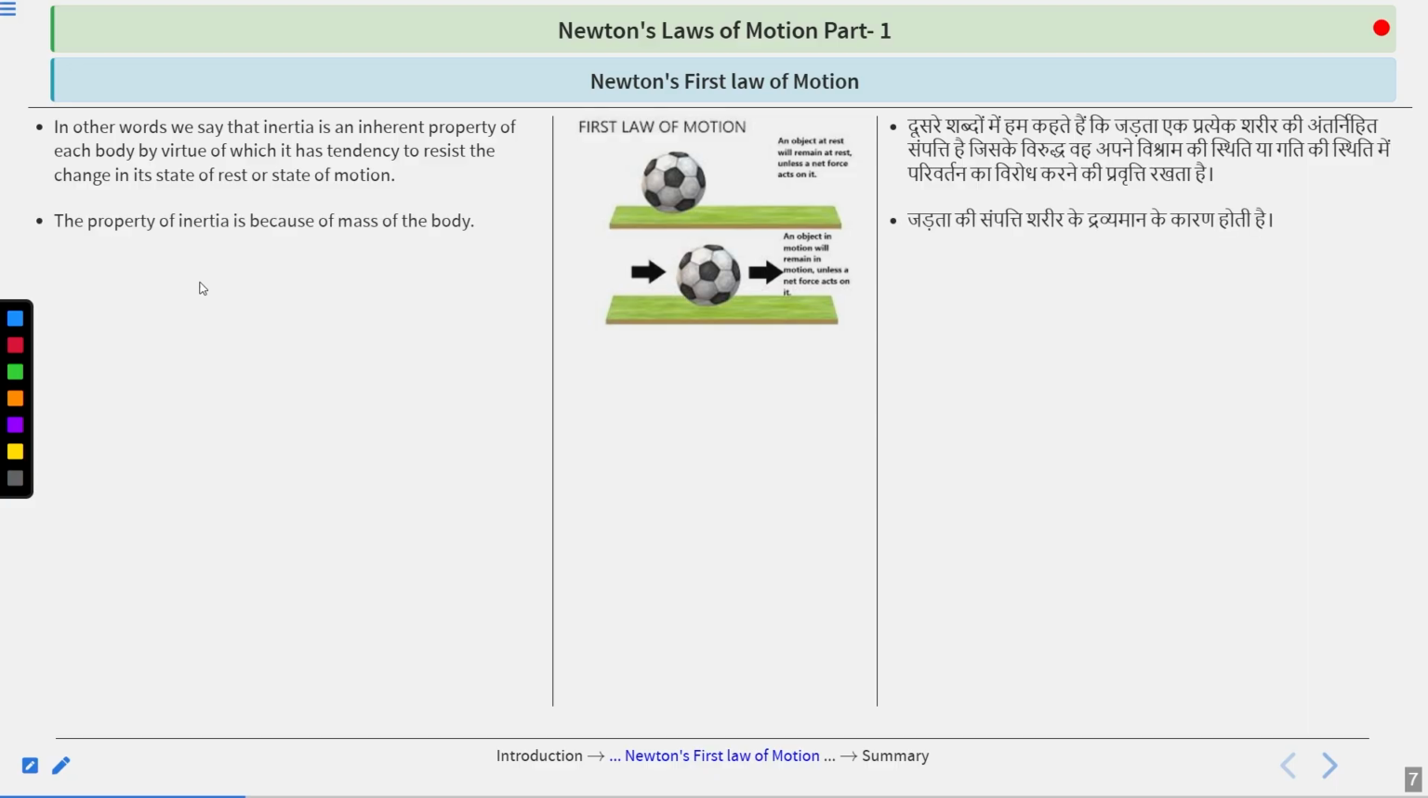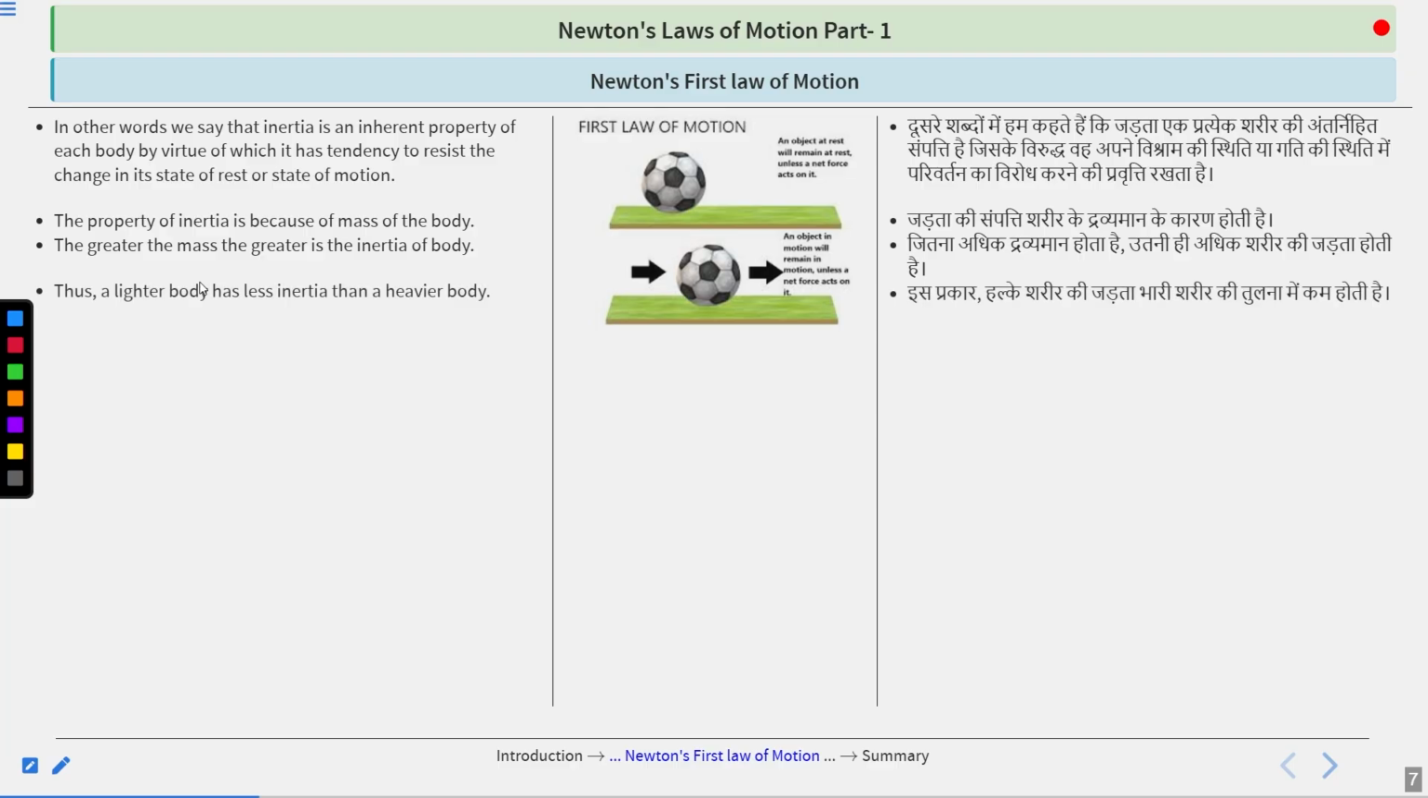The property of inertia is because of the mass of the body. The greater the mass, the greater is the inertia of the body. Thus, a lighter body has less inertia than a heavier body. So we say that mass is a measure of inertia. Remember this point: the property of inertia through which the body resists the change is because of the mass of that body. The greater the mass, the greater is the inertia. The lighter the mass, the lesser the inertia. Basically, mass is a measure of inertia.